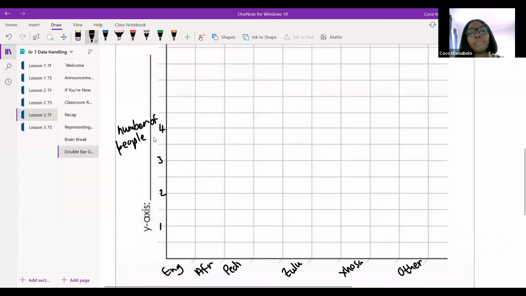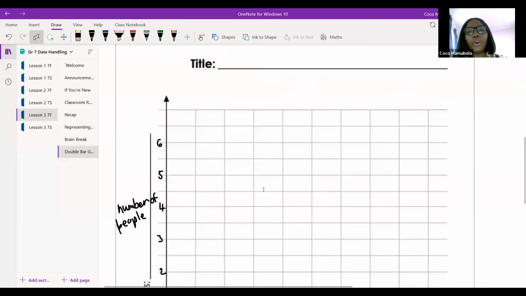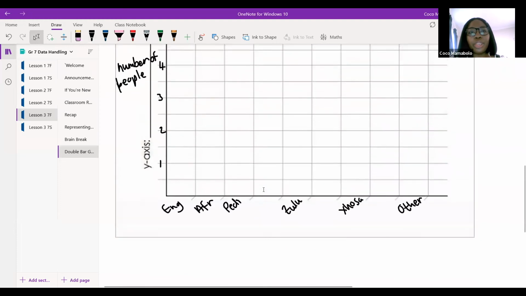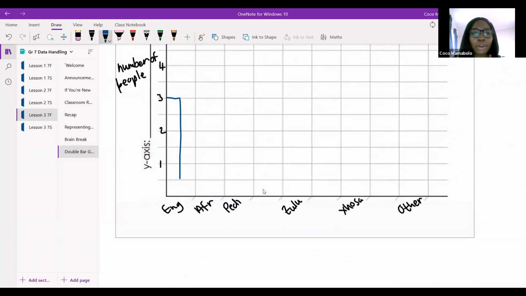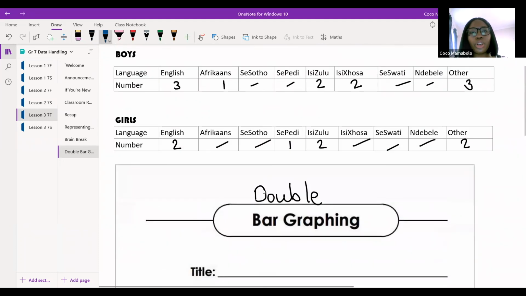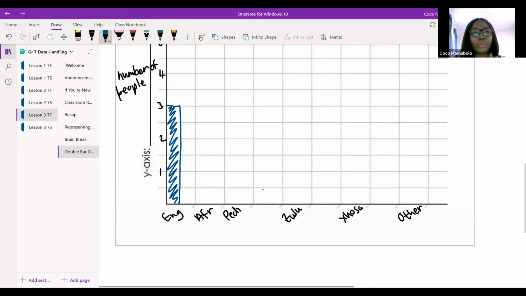So Mila says Xhosa, miss. Okay, we're going to add 1 more Xhosa for the girls. Okay, 6. Okay, excellent. All right, so for the boys, for English, we had 3. So I'm going to split this in half, and I'm going to put 3 for boys in blue. Okay, and then I'm going to go to girls, and we've got 2. So I'm going to do that.